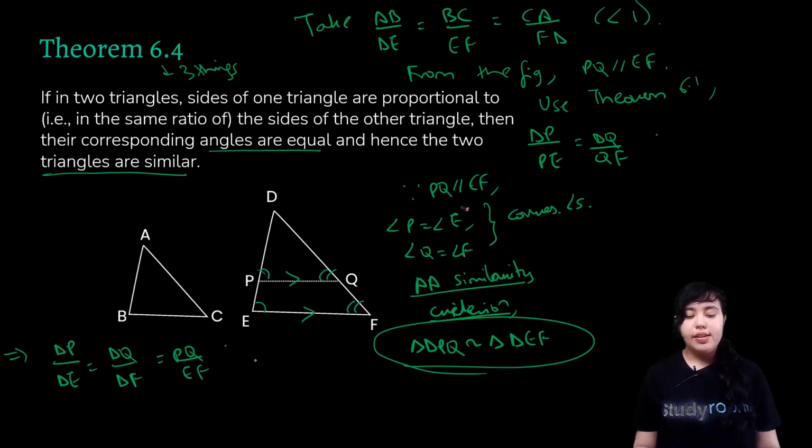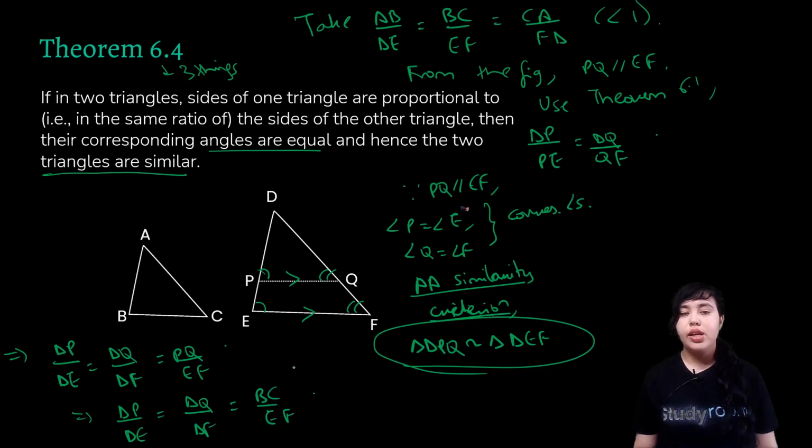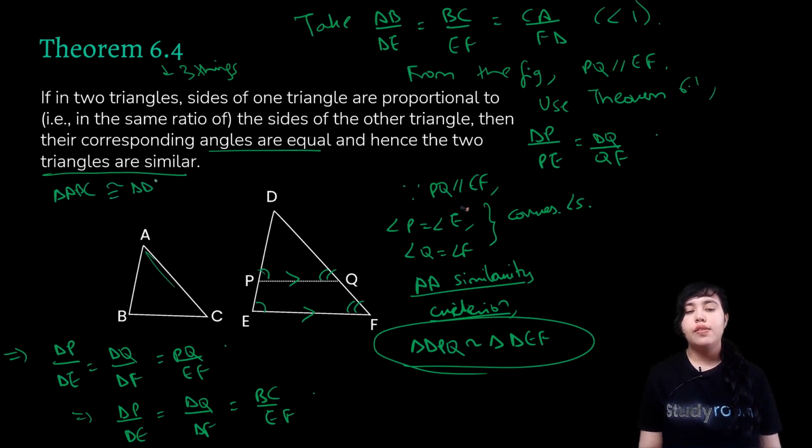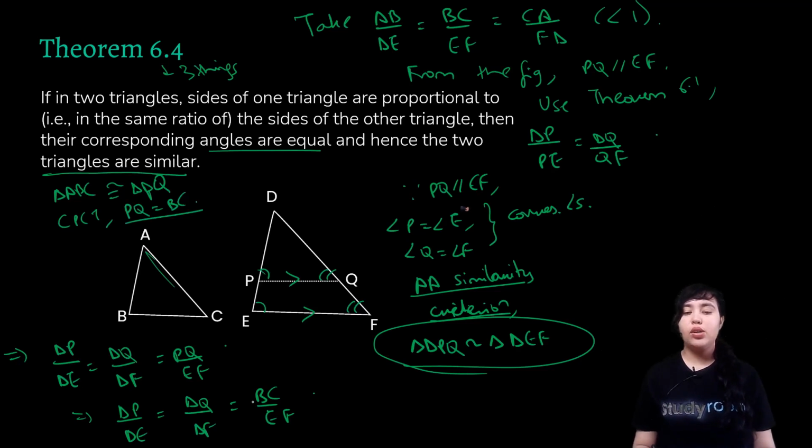Alright, then what we can do over here is we can replace this PQ by BC. So we can say that DP upon DE is equal to DQ upon DF is equal to BC upon EF. Why can I do this? Because here you can prove that triangle ABC and triangle DPQ are congruent. And if they are congruent, then by CPCT, we can say that PQ and BC, the corresponding sides, would be equal. That's why I've just replaced this PQ by BC in this case.